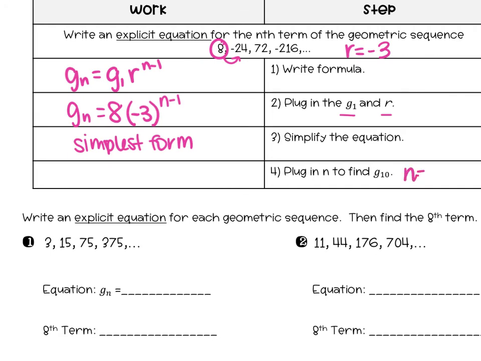That means the n is 10. That's whatever number we're trying to find. So I'm going to say G10, or the 10th term, equals 8 times negative 3, and then as an exponent, 10 minus 1. All right, I'm going to go ahead and simplify that. So what I would actually plug into my calculator would be 8, parentheses, negative 3, and then an exponent of 9, because 10 minus 1 was 9. So go ahead and take a second and figure that. I will do the same.